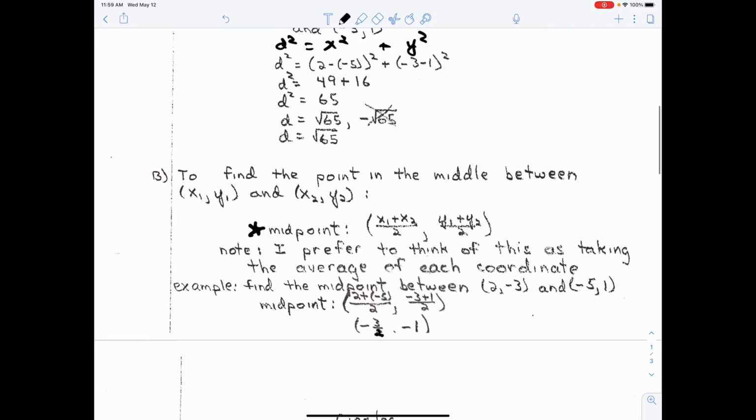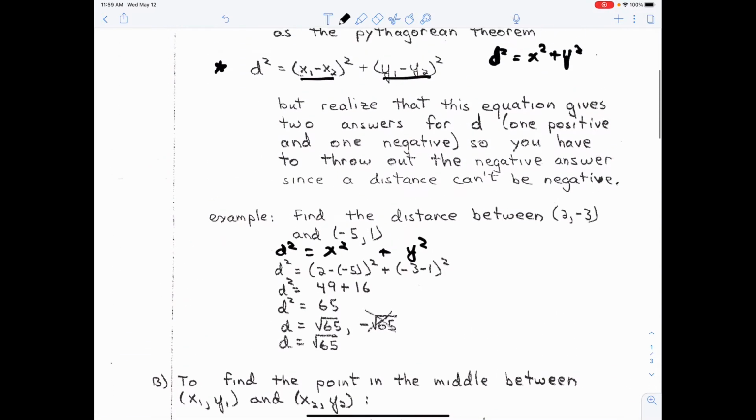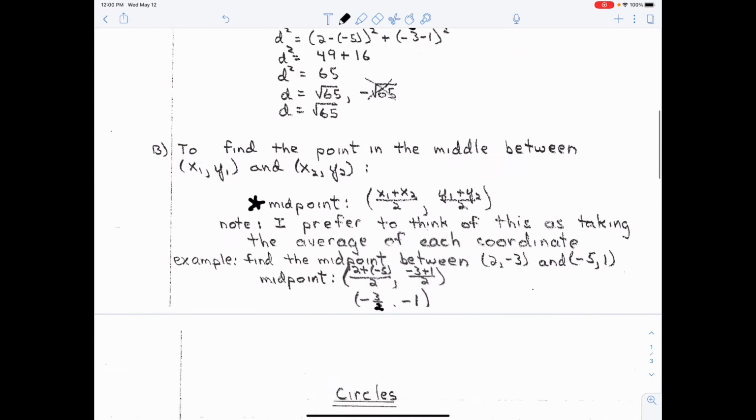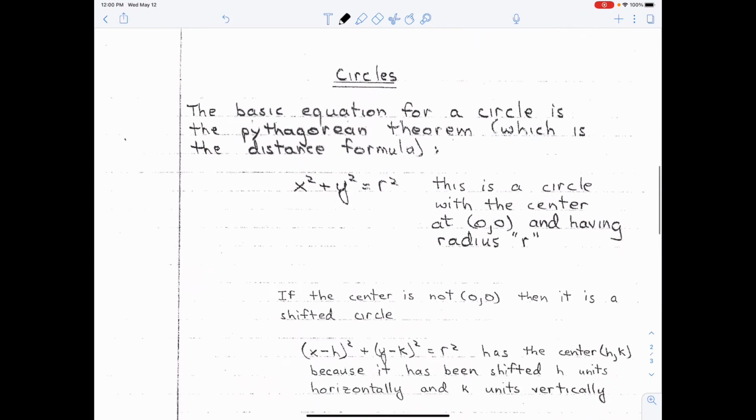That's it. Now, in addition to the fact that it's just easier, there's a reason I prefer to think of the distance formula as the Pythagorean theorem, and that is because the next thing we're going to do is talk about circles. And what's the equation of a circle? It's the Pythagorean theorem. If the circle has a center of 0, 0 and a radius r, it's x squared plus y squared equals r squared. Be very careful, it's r squared, not d squared, because then you're going to think it's diameter. But basically, it's just the Pythagorean theorem: x squared plus y squared equals r squared.